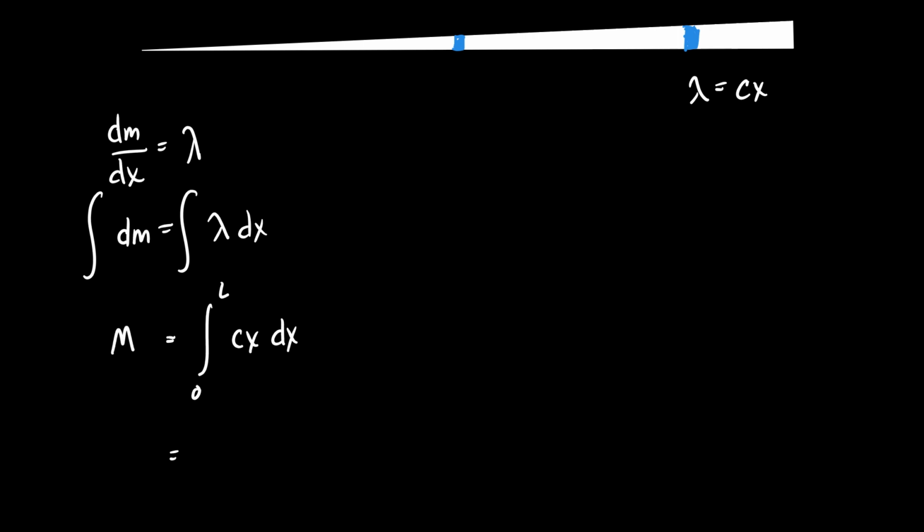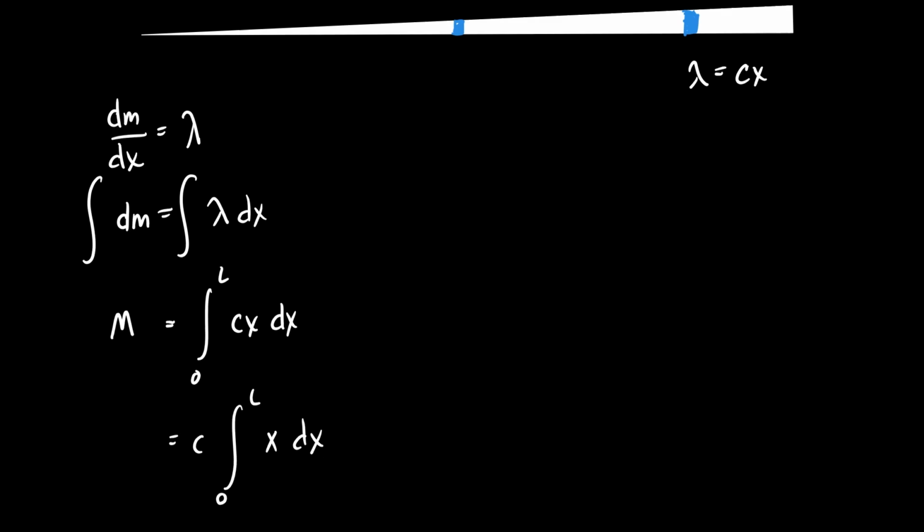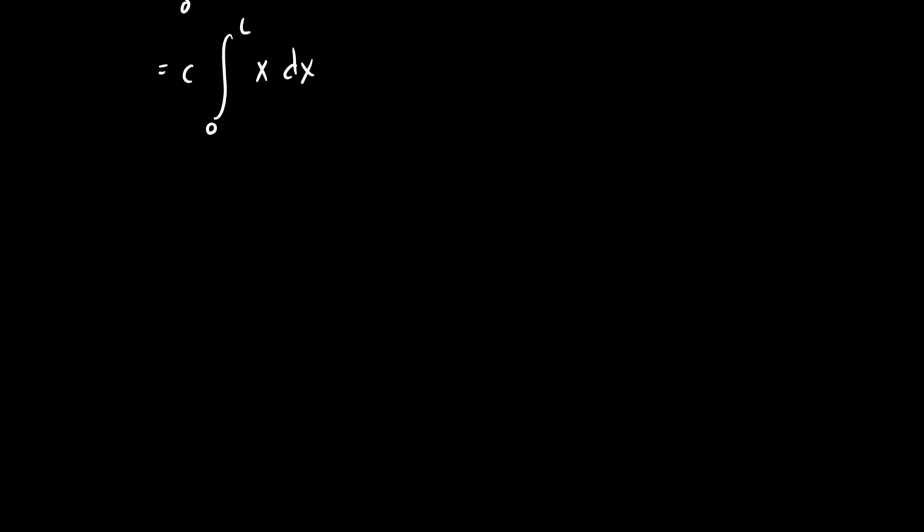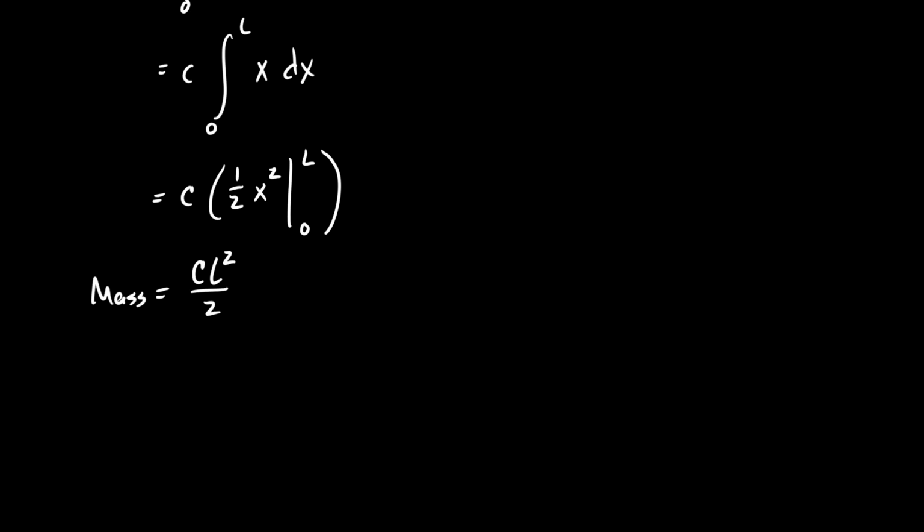C is a constant. I can take that out front if you care, leaving me with just a very straightforward integral. So this is a polynomial, x to the 1 power. I will add 1 to the exponent, divide by the new exponent, and get c times 1/2 x squared evaluated from 0 to L. Any questions? So my mass is going to be CL squared over 2, just like it says on the tin. Good to move on? Alrighty.